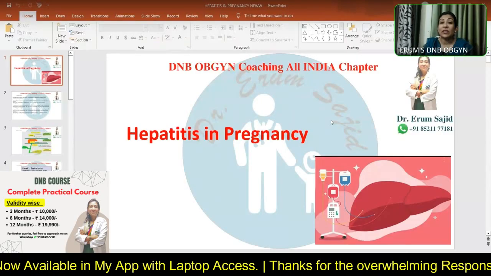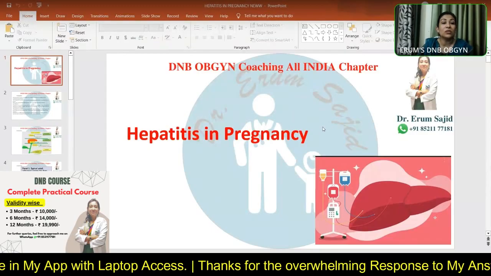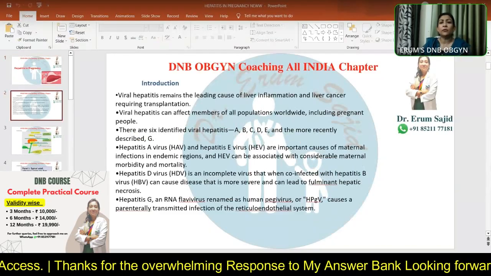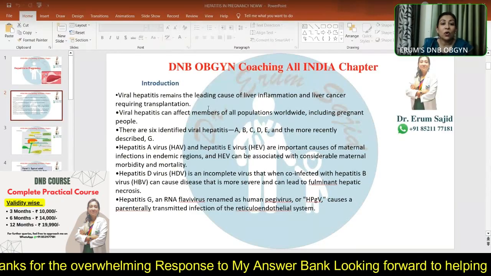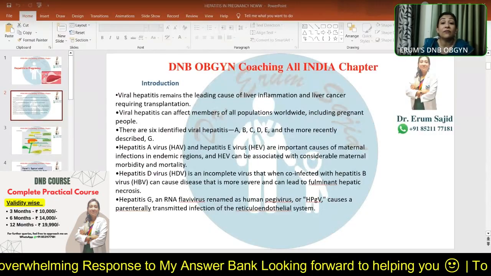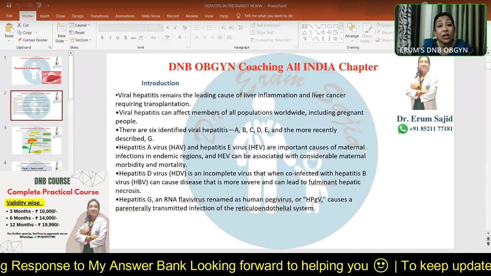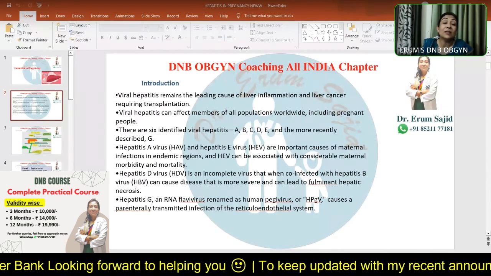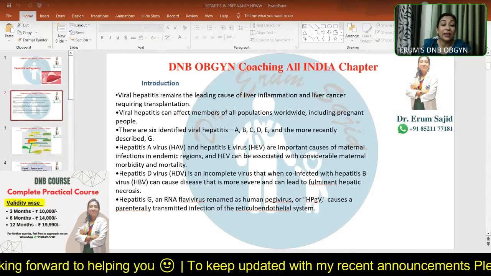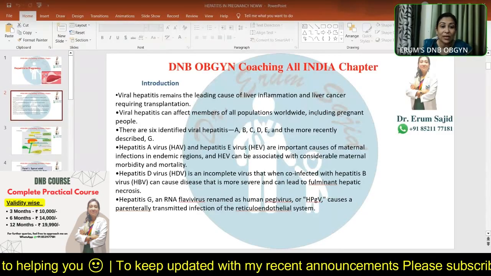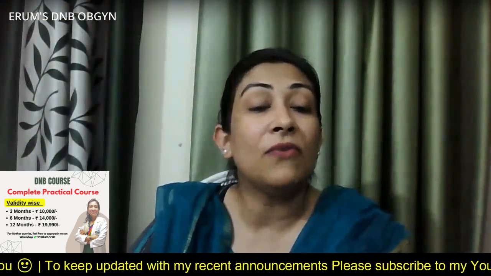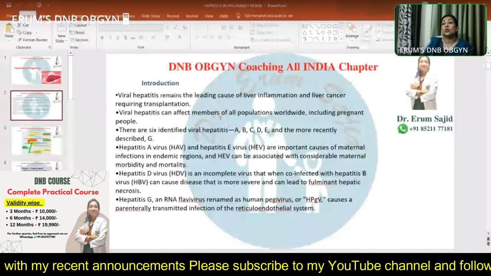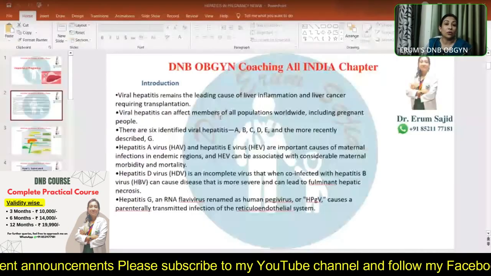So today we're going to be dealing with hepatitis in pregnancy. I have brought for you those things which are important for your exams. Let's begin with a little bit of introduction about hepatitis. This remains the leading cause of liver inflammation and liver cancer. It might even reach a stage of liver transplantation, because that is the morbidity of liver disease in pregnancy especially. Viral hepatitis can affect members of all populations worldwide, and you may mostly see pregnant patients when they ask you whether they can have food outside or drinks outside.